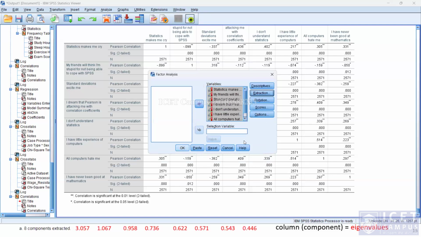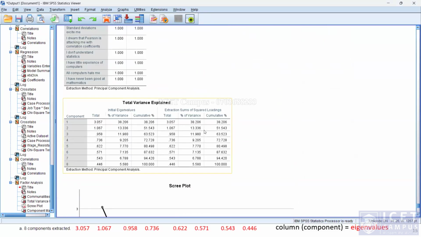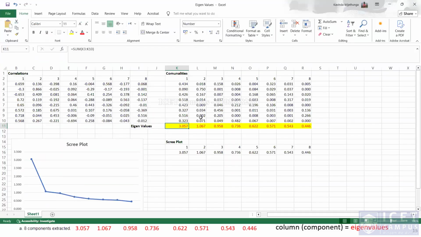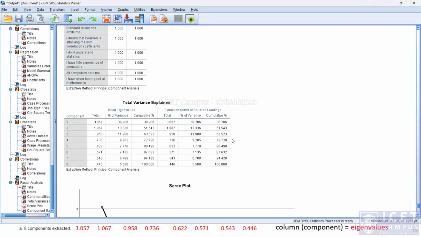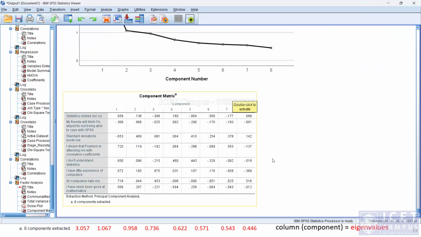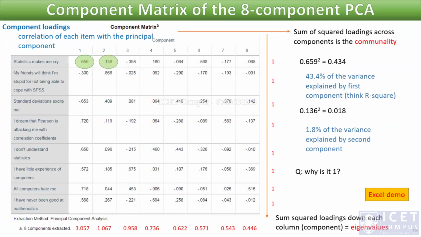We'll try to take the output. Yes, this is the output. 38.206. Yes, then we can find the communalities. Communalities mean the square of this, the component loading. Communalities, the square, right?